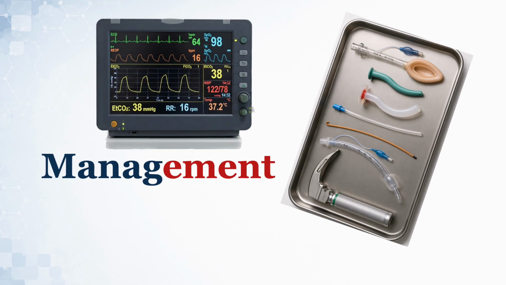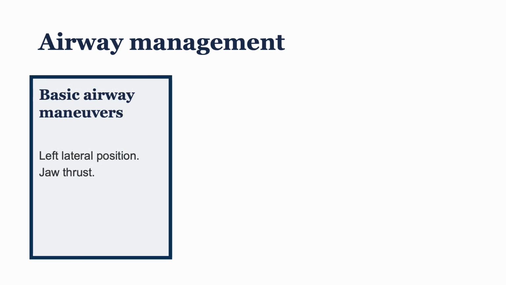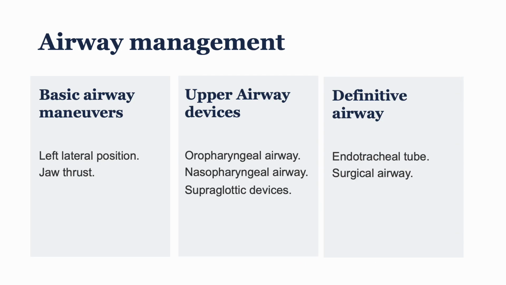Next, we explore the management of airway injuries. If saturation is below 94%, oxygen is given. This is usually in combination with an oropharyngeal or nasopharyngeal airway. Airway management includes 3 approaches: basic maneuvers, upper airway devices, and if adequate oxygenation cannot be achieved, a definitive airway is indicated.